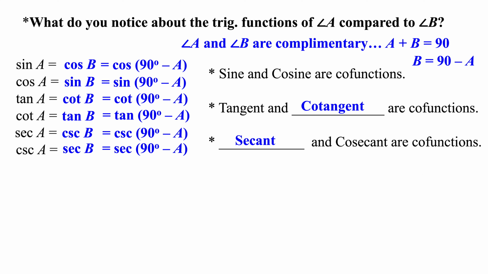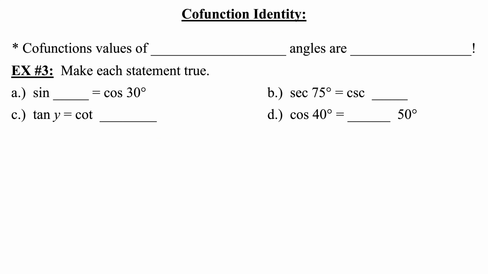All right, so let's practice working with these cofunction identities. Just remember, you're going to go from this trig function and put co in front or take co off, depending upon what we're given. Cofunction values of complementary angles are always equal. That's what we just showed in the previous slide. So it says sine of what angle is equal to cosine of 30 degrees. I have to take its complementary angle. If I have 30 degrees, 90 minus 30 is 60 degrees. Just remember, whatever angle they give you, subtract it from 90, and that's going to build your cofunction identity.